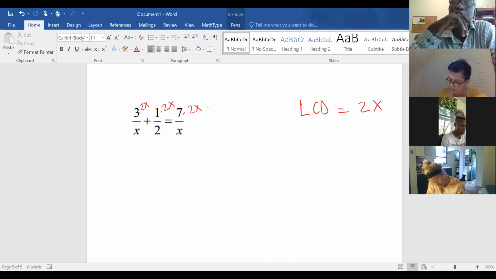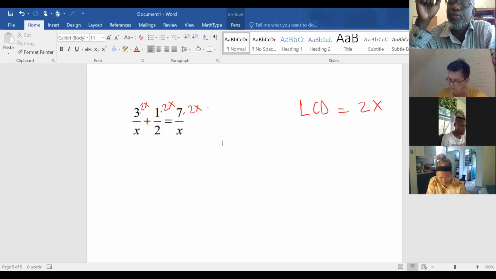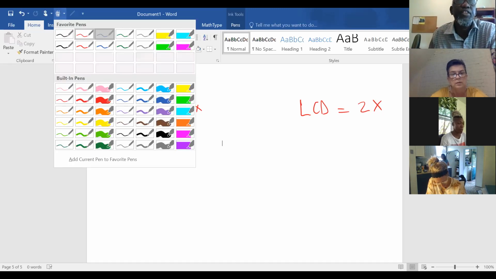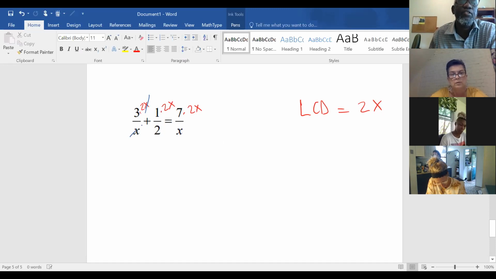Okay? So now what I'm going to do is focus on each fraction and cross out what needs to be crossed out. And each denominator will be gone, right? Look at the first fraction. What can we cross out? The x's. This x gone, this x gone. How much left? 6. Everybody sees that 6 is left.